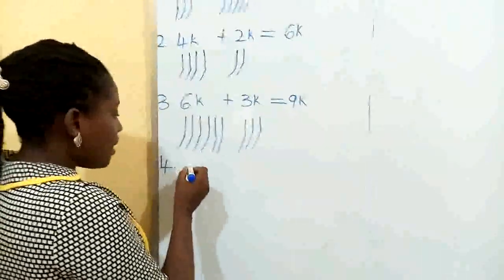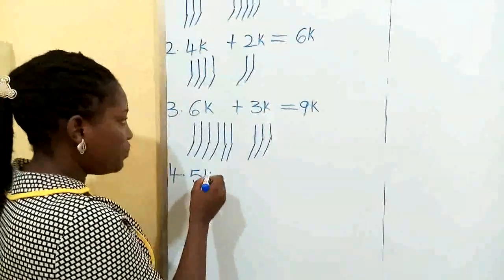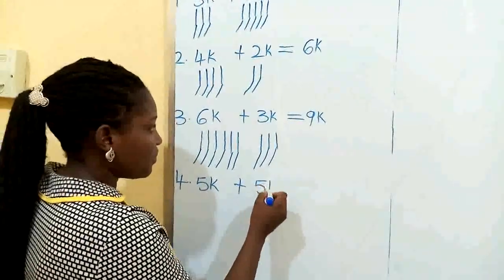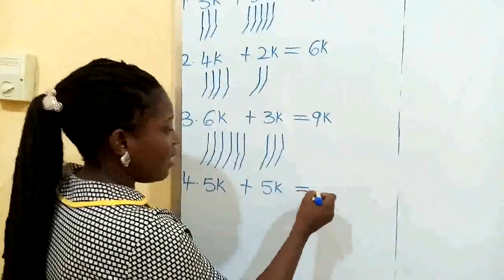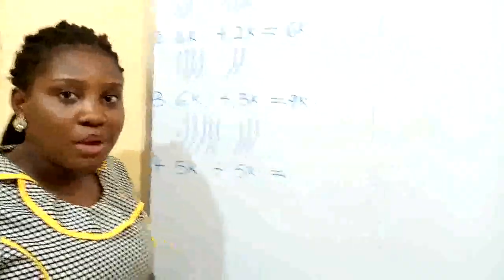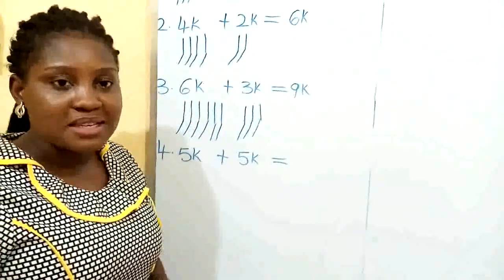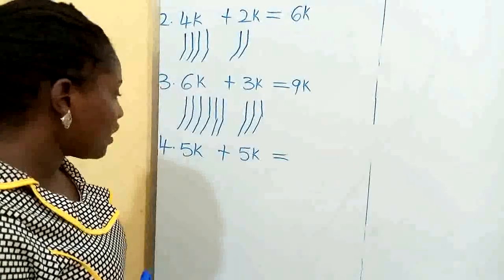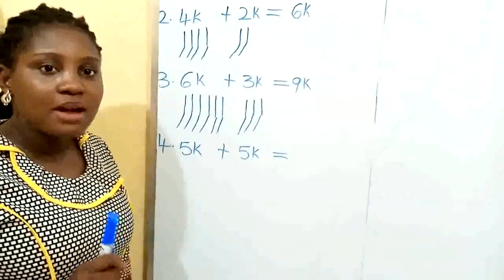Let's try this number. 5 kobo plus 5 kobo. What will be the answer? Okay, now pick up your pencil and your exercise book and do it now. Let's see. Are you doing it? Okay, lovely. Okay, now look at the board.